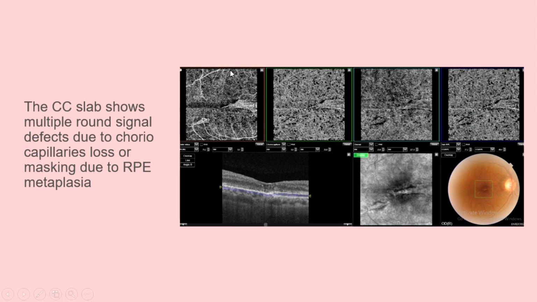So this is the choriocapillary slab, which shows multiple round hypoflow deficit areas, like RPE atrophy. No, you're using so many different things. RPE atrophy in a slab, you cannot talk about RPE atrophy. These black spots are seen in angiography. RPE atrophy is not seen in the choriocapillary slab. But this is a choriocapillary slab, not the one you showed earlier.